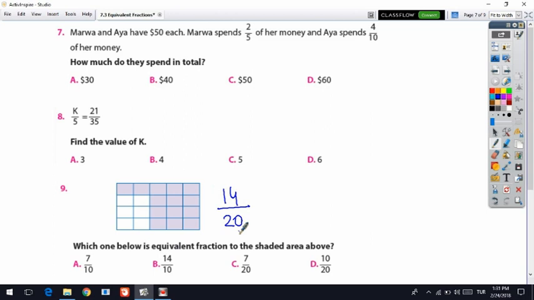Now let's find the equivalent fraction to 14 over 20. As I said before, you have two ways to find an equivalent fraction. First, multiply the numerator and denominator. Second, divide the numerator and denominator. If you multiply, you will get a bigger number, but your options are not bigger. Maybe I will try to divide both. For example, divide by 2. 14 divided by 2 is equal to 7. 20 divided by 2 is equal to 10. Your answer is A.